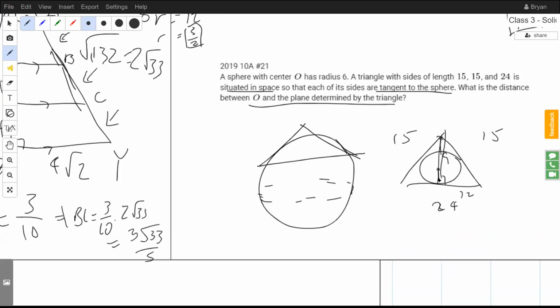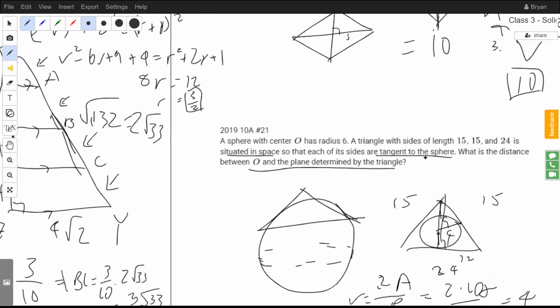So we know that the inradius is going to be 4. It's 2 times the area over the perimeter, so 2 times 108 over 54, and that's equal to 4. So the radius of this small circle is 4. That's great and all, but we want to find the distance between O and the plane.